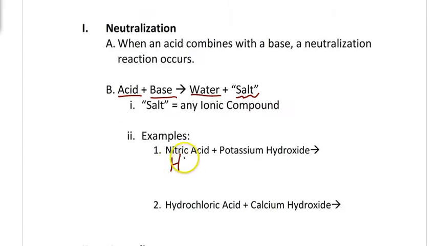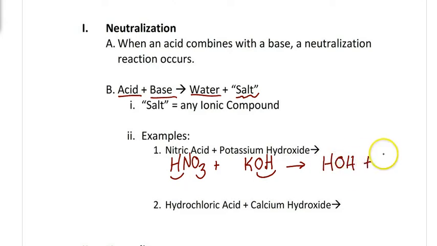Nitric acid is HNO3, and it will react with potassium hydroxide, which is a strong base, to make water. So we have the OH and the H coming together to make water, so we'll call that HOH. And what's left? Let's see, we have K+ and NO3-. They each have a charge of 1, so they'll cancel each other out. It'll just be KNO3. And we can rewrite the water as H2O. So that would be the neutralization reaction that occurs between those two.